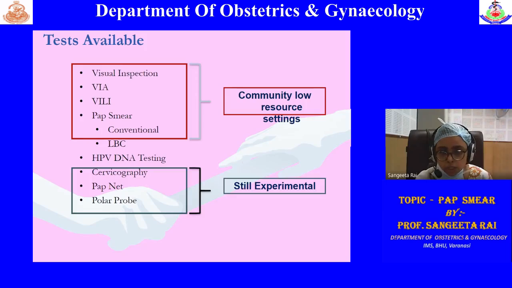The pap smear is of two types: conventional, which we mostly do in our OPD settings, and liquid based cytology. That is the more advanced one, where we can do the pap smear in automated settings with a good setup, and with liquid based cytology we can also do the HPV DNA test along with that. So it has double advantages. We can do the cytology and the DNA test with liquid based cytology.